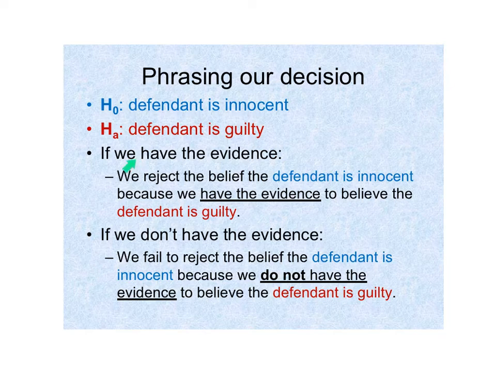If we have evidence to contradict the original, then we reject the original because we have evidence to believe the alternate. If we don't have evidence, then we keep believing the original because we don't have evidence to believe the alternate. So either you have evidence or you don't. We're going to keep practicing this wording. But let me move on.